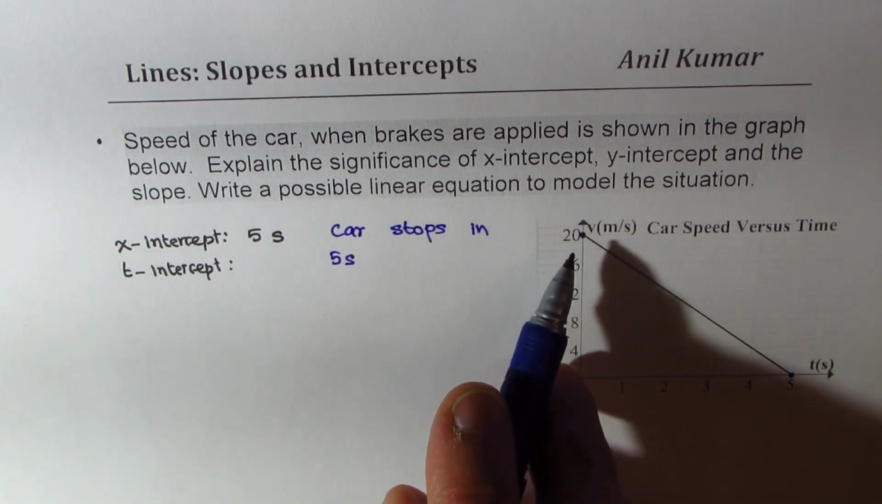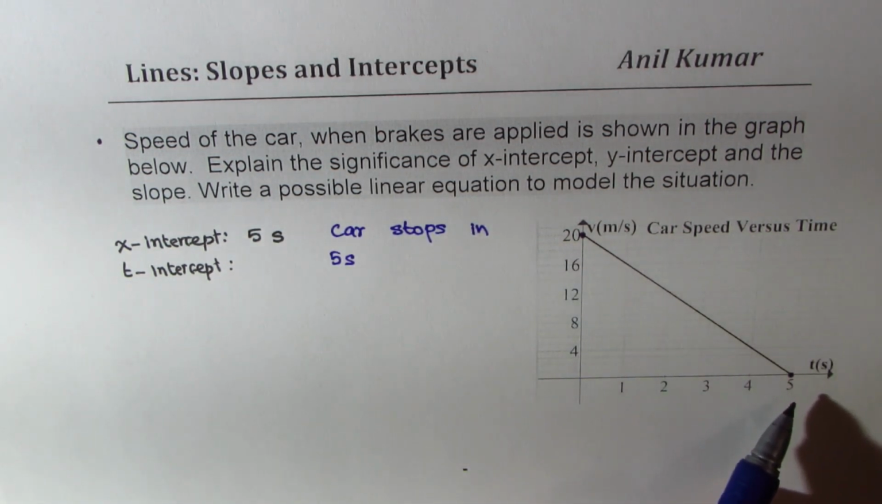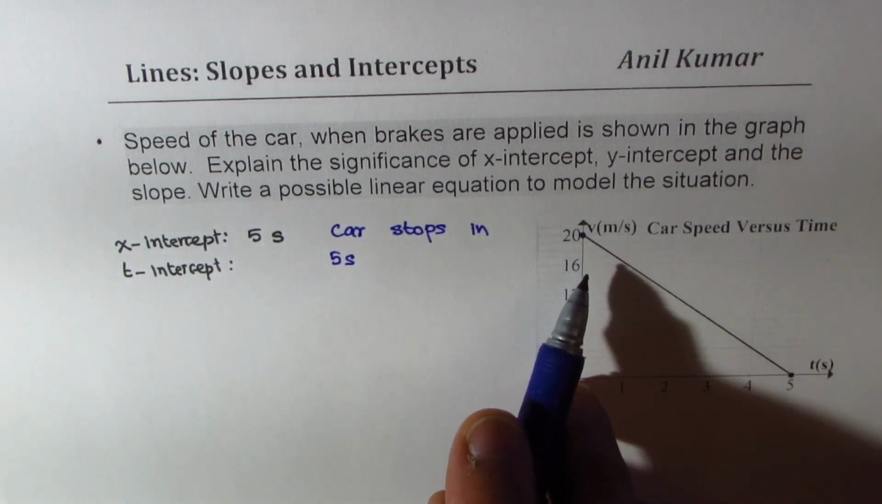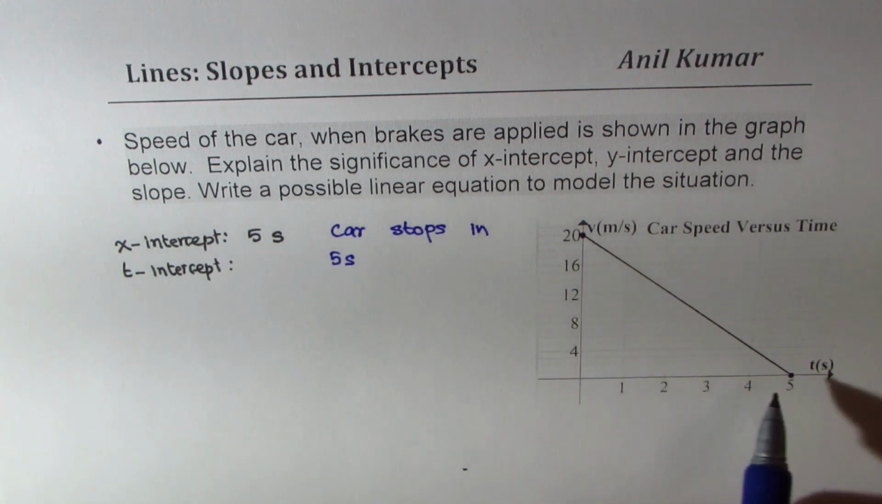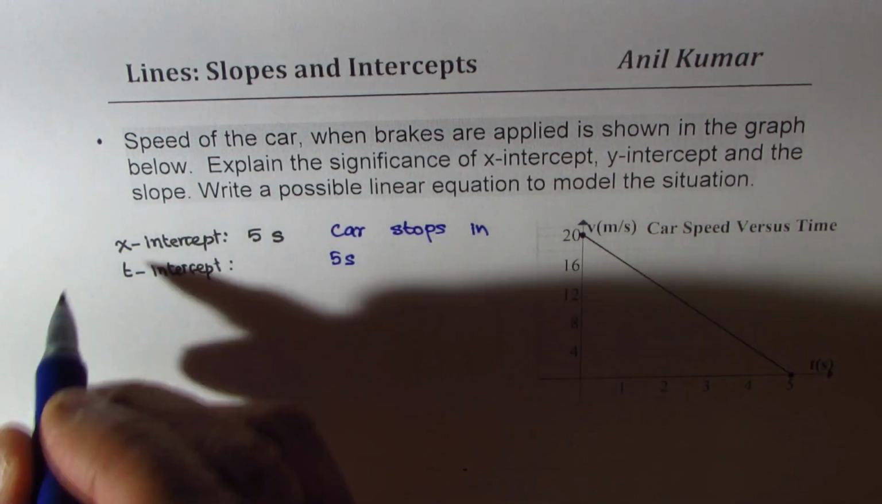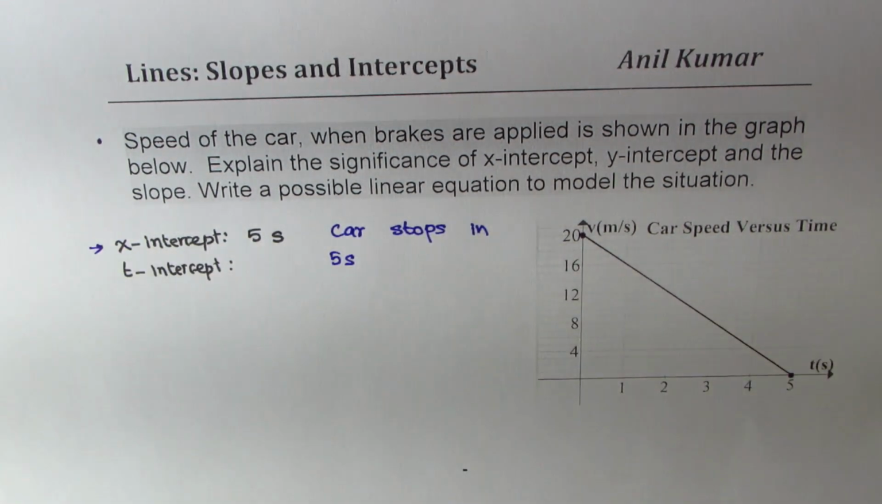Right? So there are some brakes being applied here, it seems. So the velocity is decreasing at a constant rate. So the car stops in 5 seconds. That is the interpretation for the x-intercept.